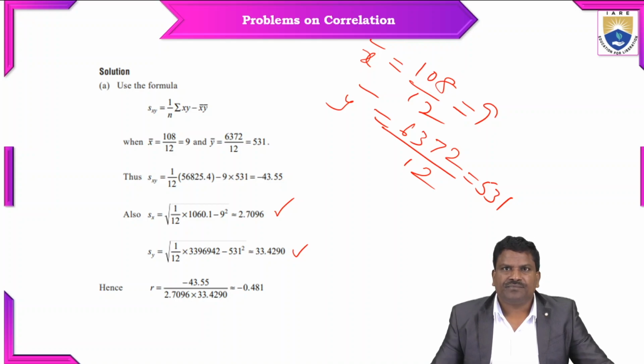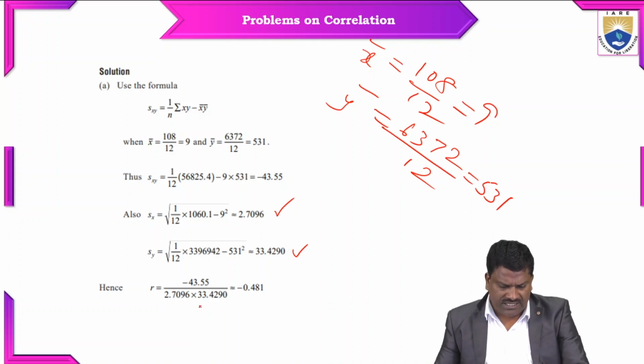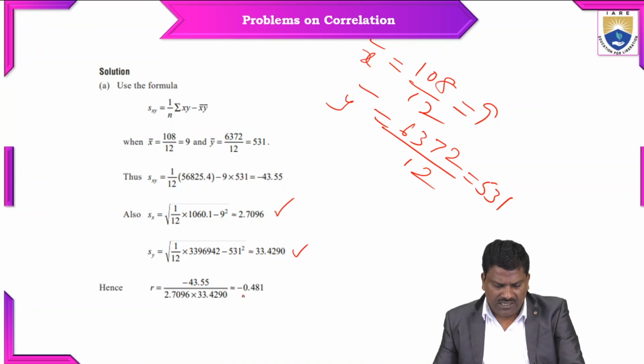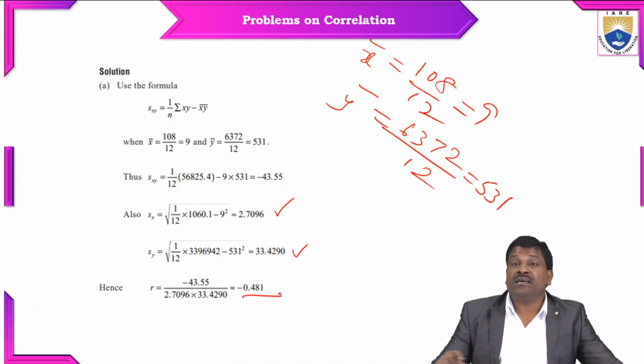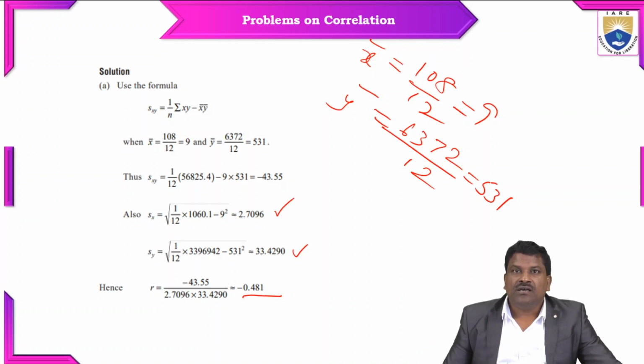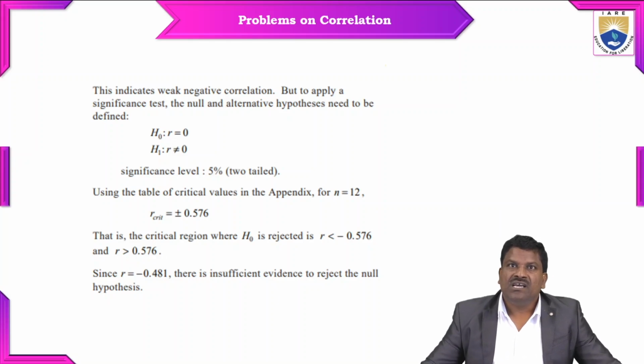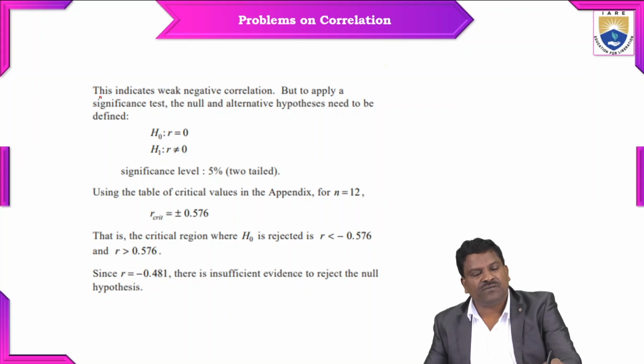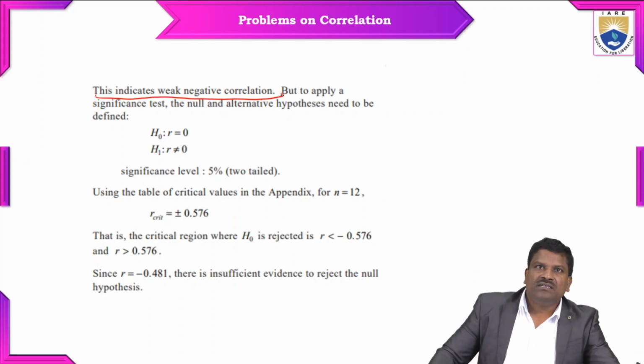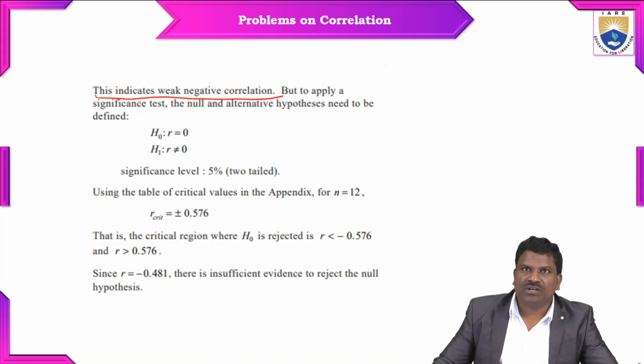Now combine all these values and put them in our formula. R is equal to minus 43.55 by 2.7096 into 33.4290. It is minus 0.481. Here a negative value has come. This negative value depicts negative correlation, means the relation goes from top to bottom. So this indicates weak negative correlation.